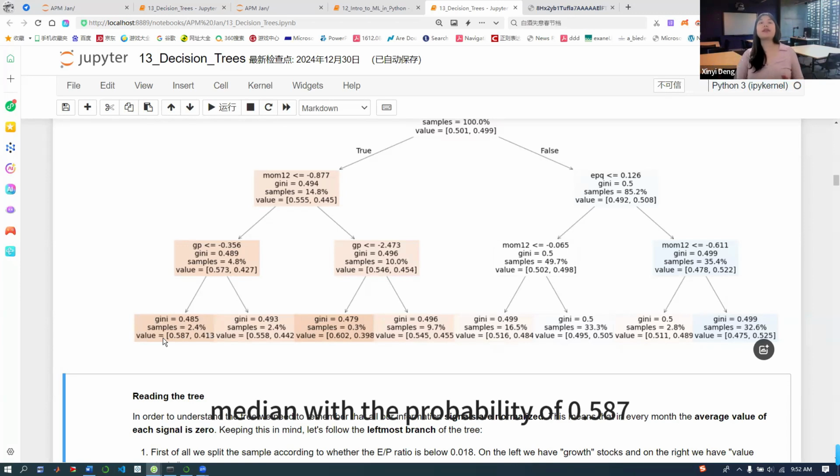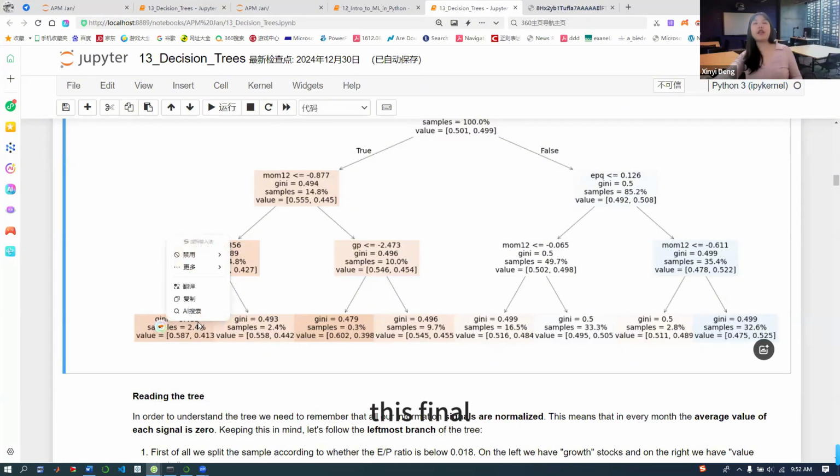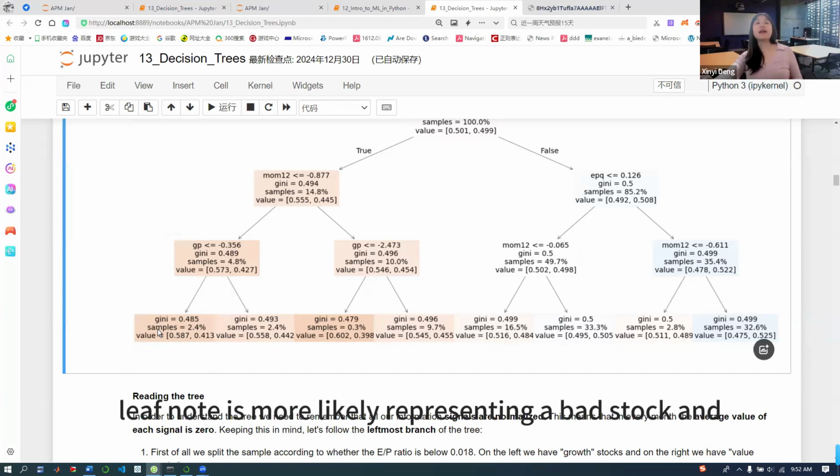which means that it's generating returns lower than the median with a probability of 0.587. And on the other hand, it has a 0.413 probability of being class 1. So that's why this final leaf node is more likely representing a bad stock.